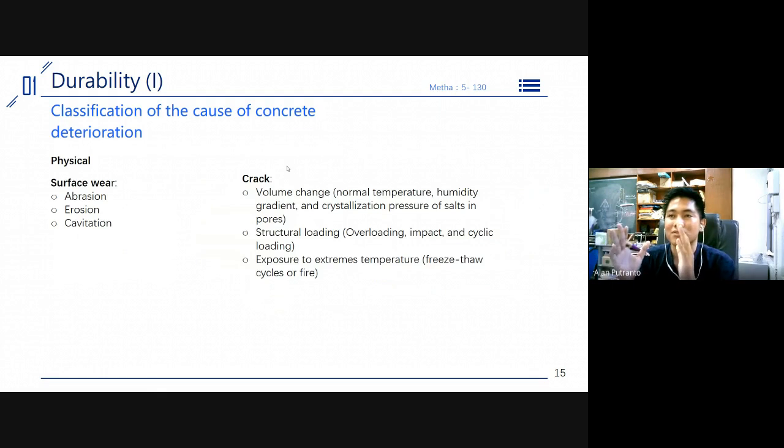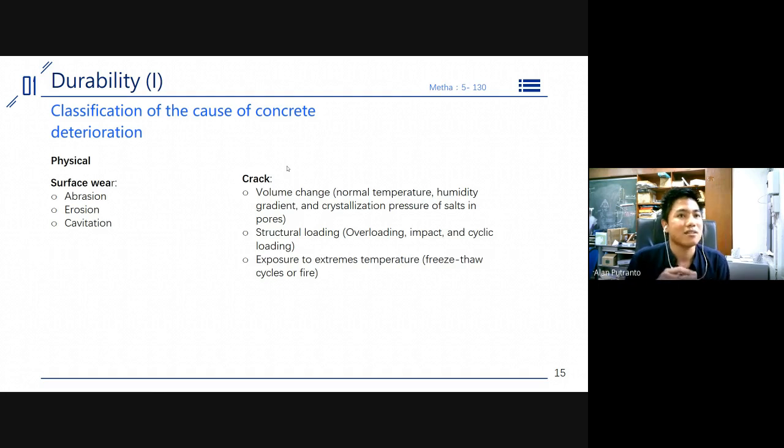If we feel an earthquake impact, the structure will have some vibration, right? And cyclic loading also happens in an earthquake, depending on how the earthquake happens. Then there is exposure to extreme temperature, freeze-thaw, like I said before, or fire. Fire commonly happens from, for example, electrical problems. We didn't know what happened to our structure, right?